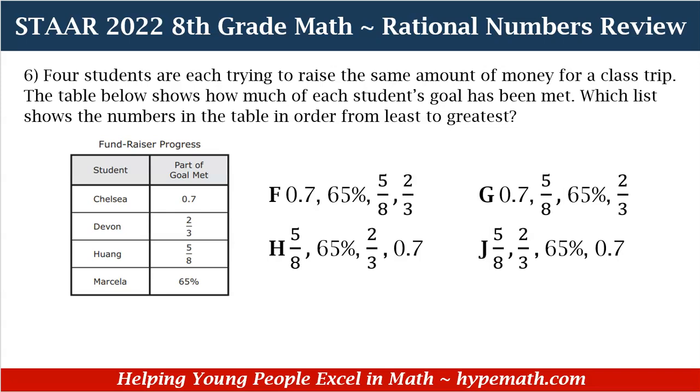All right, so let's look at our chart. We see that it says fundraiser progress. On the left-hand column, it's the student. On the right-hand side is part of goal met. For Chelsea, we see that it is 0.7. For Devin, it is 2/3. For Huang, it's 5/8.